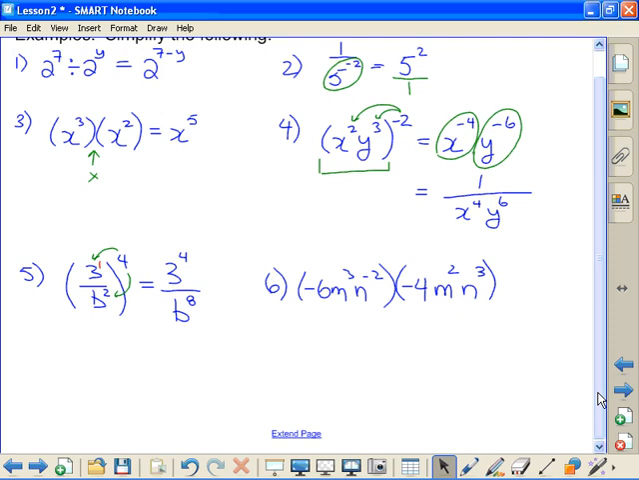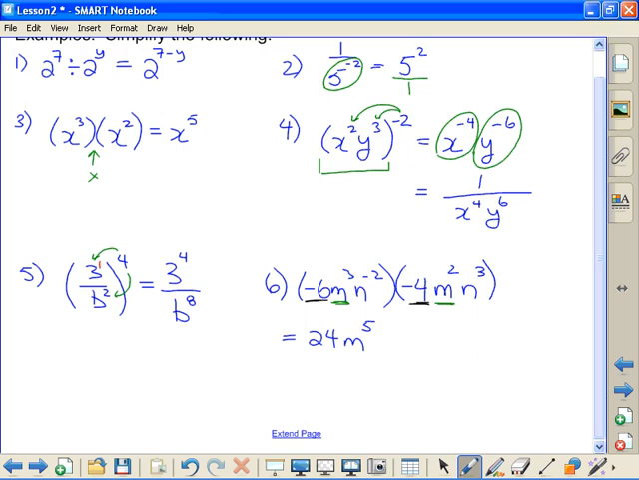Now, that being said, the negative 6 and negative 4 are like terms. They are just numbers. So we apply what you've known for how many years? Negative 6 times negative 4. Negative and a negative, remember when we multiply them together, the result will be a positive. The m's can be put together. We're multiplying the m's together. It's multiplication, so we're going to add the exponents. So we get m to the exponent 5.